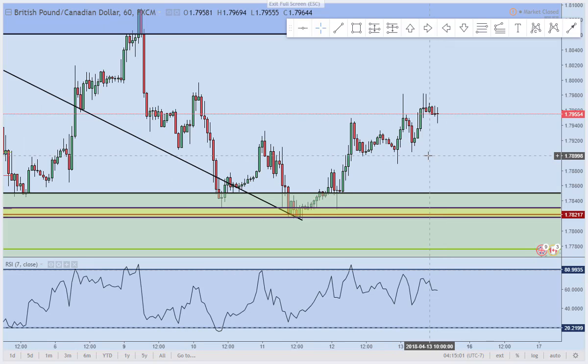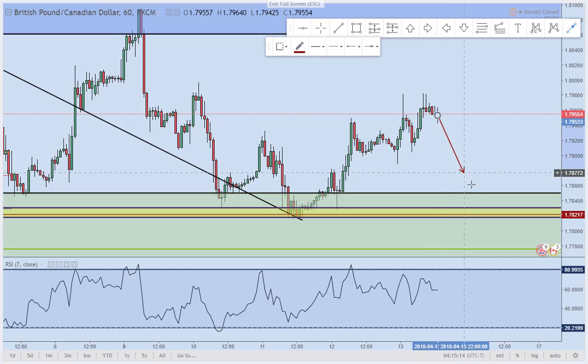So now how do we plan to take advantage of this? Price is too expensive at this point. We would expect to get at least some sort of a retracement back to our major kill zone, and this is where we might consider taking the trade.